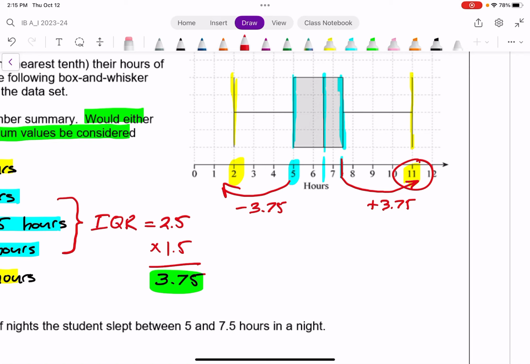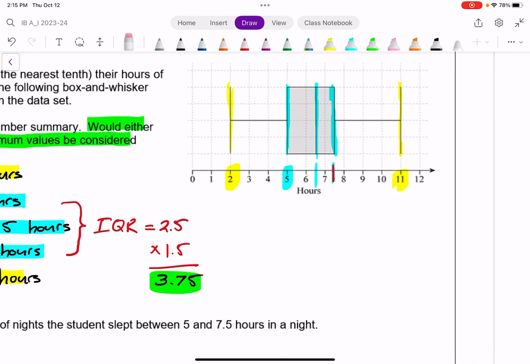And so 11 is not considered an outlier. It's not 3.75 or greater from Q3. So the maximum is not an outlier. Same thing for the minimum. If I subtract 3.75 from 5, I get 1.25, not 2, which means that minimum is not considered an outlier. It's not far enough from Q1 or Q3 to be considered an outlier. And so I now know that neither the max nor the min are outliers.